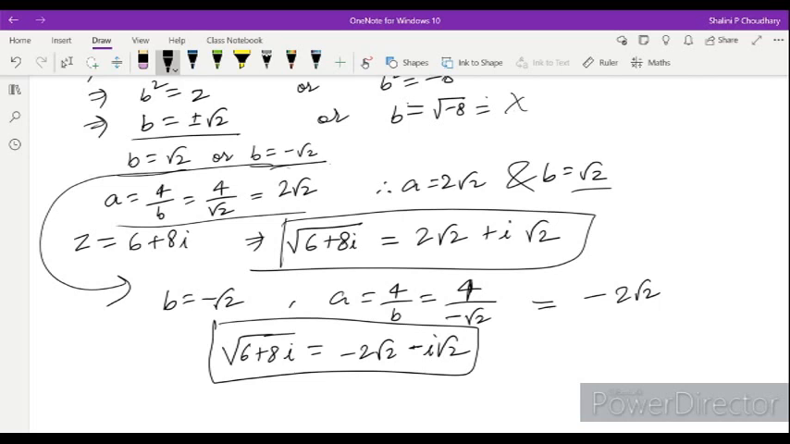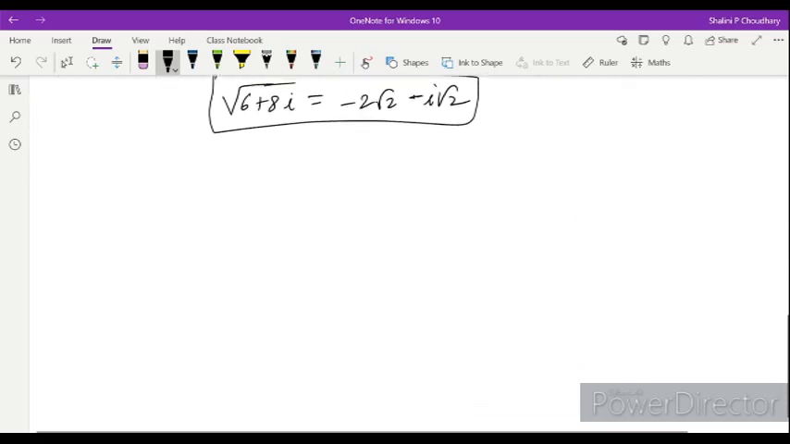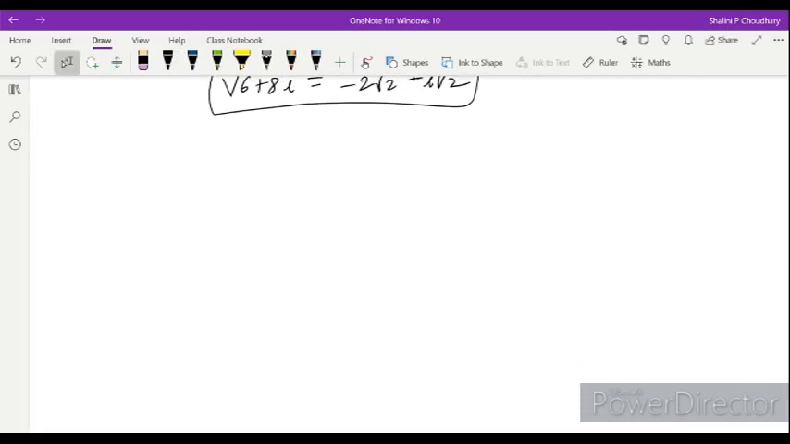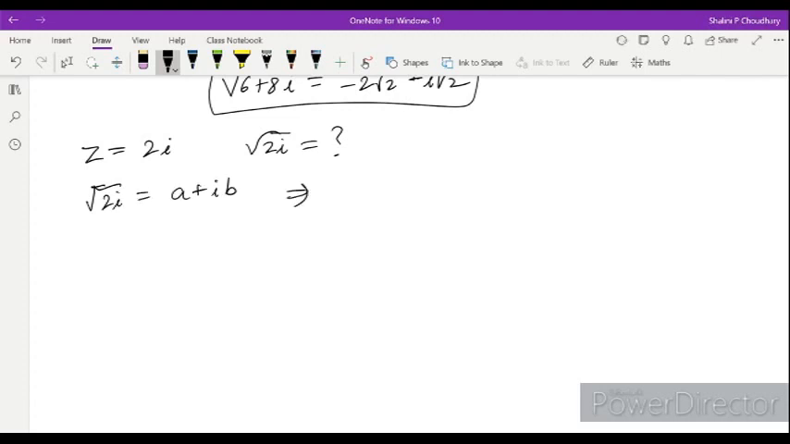Now if another question comes, what do we have to find out? If z is equal to 2i, we have to find out square root of 2i. It means we have to find out the square root of z. So what will be the value? First of all, let square root of 2i be equal to a plus ib. Now squaring both the sides, what will we get? We'll get 2i equal to a plus ib whole square.